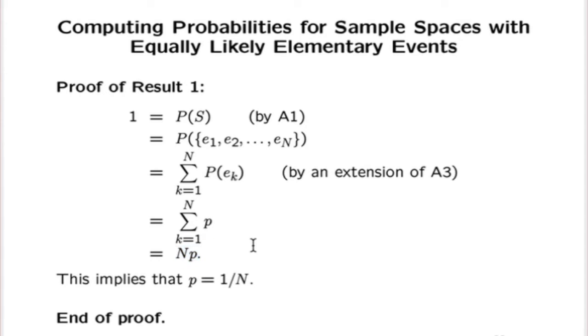Well, now we have an equation that says that 1 is equal to N times p, and we're looking for p. All we've got to do is divide both sides by cap N, and we get the result. And so that implies that this common probability is 1 over N, which is what we were wanting to show. And so that is the end of the proof. And notice, how did we do this? We utilized axiom 1, and we utilized an obvious and natural extension to axiom 3.